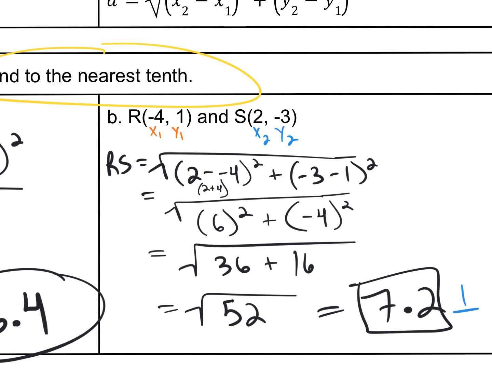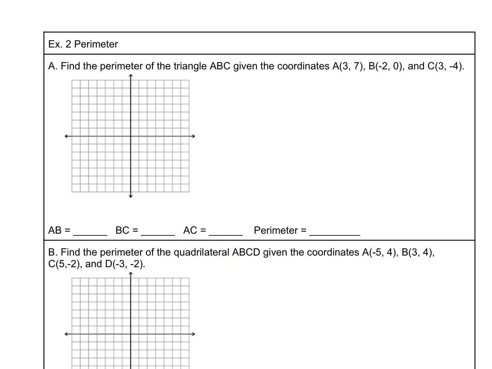So we're going to flip it over now. As you look at example 2 here, they're asking you for perimeter, which is really just the distance of all the sides combined. So looking at a shape, it's the distance around the outside, or the distance of all your sides combined.